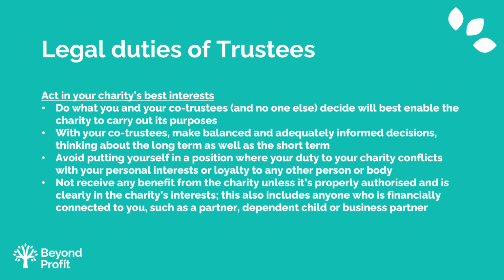That's why having a conflict of interest policy and trustees declaring any interest or conflict of loyalties at the start of the meeting is really important. You also should not receive any benefit from the charity unless it's been properly authorised and is clearly in the charity's interests. This also includes anyone who is financially connected with you, such as a partner, dependent child, or business partner. So how can you demonstrate this?